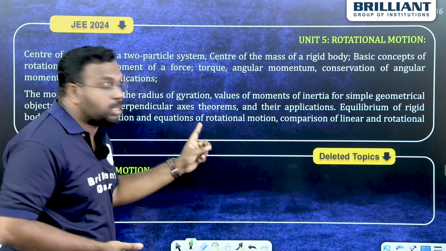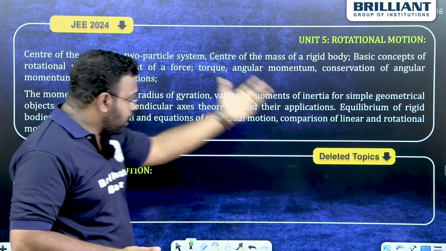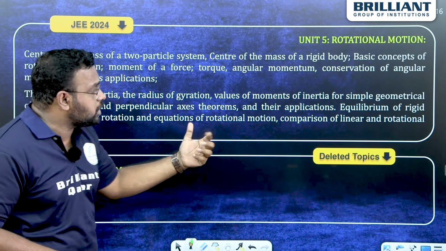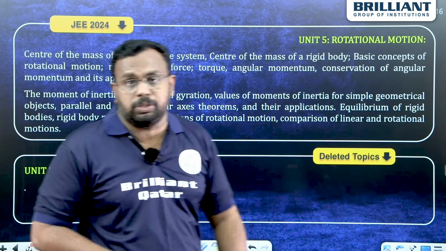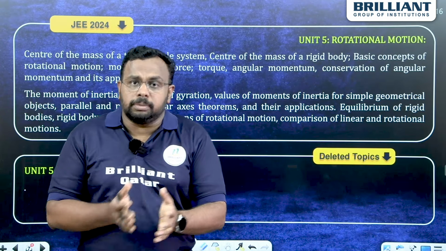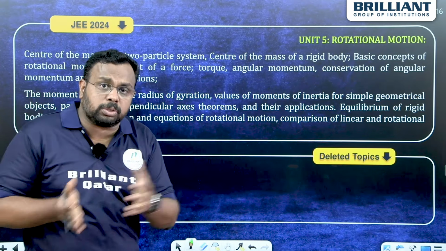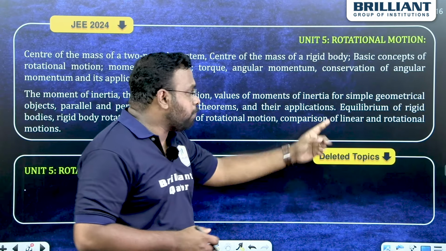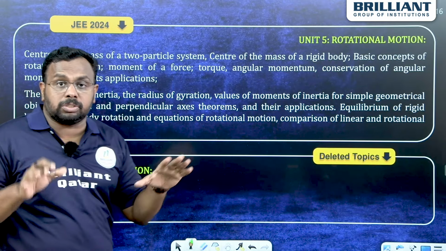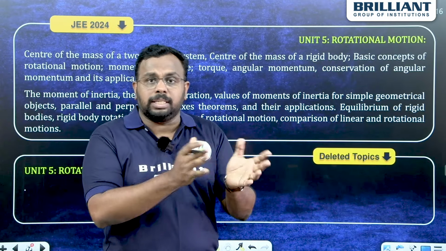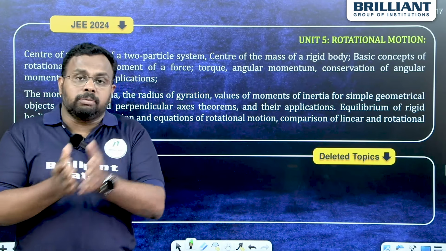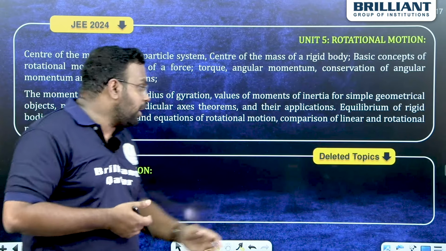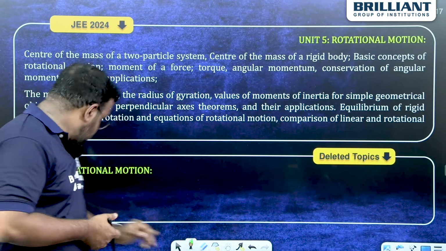So practice questions based on parallel and perpendicular axis theorems and their applications, equilibrium of a rigid body, rotation and equations of rotational motion, you know that. Like in linear motion, we have equations of motion. In rotational motion also, the rotational versions are there. There will be numericals based on it. So you have to practice those questions. Comparison of linear motion and rotational motion: you have to check what the quantities are. That means when you're comparing one physical quantity from linear motion to rotational motion, what is the new quantity, new formula, everything you have to check. And now the deleted portion from this.